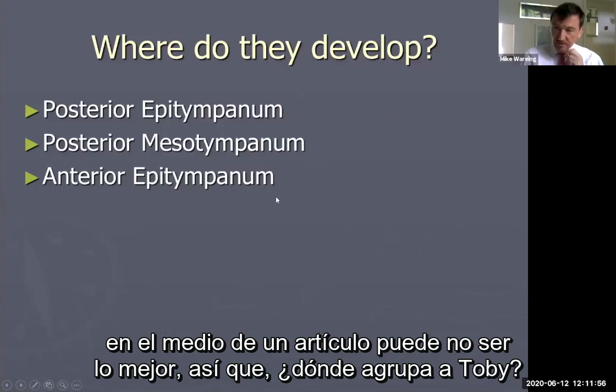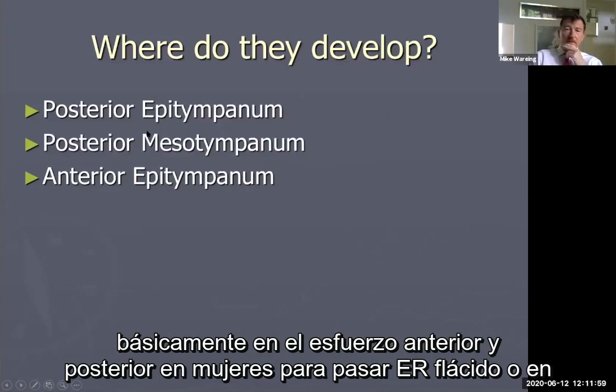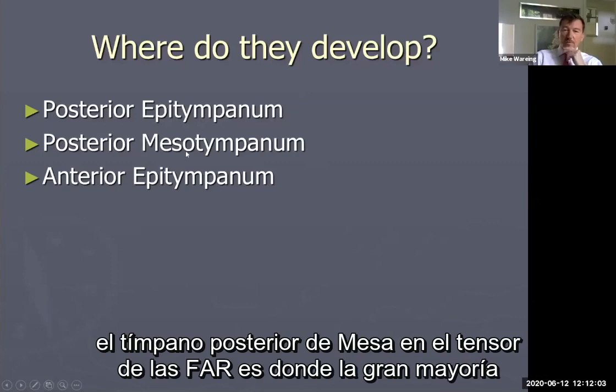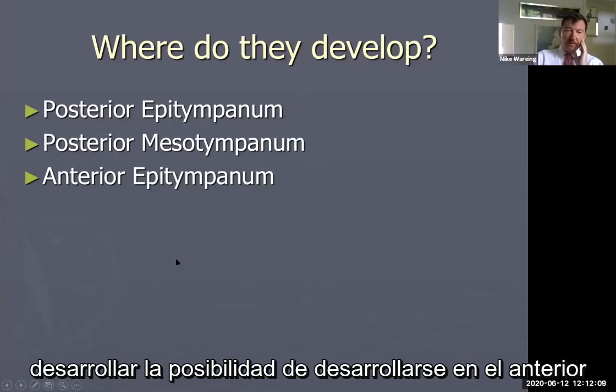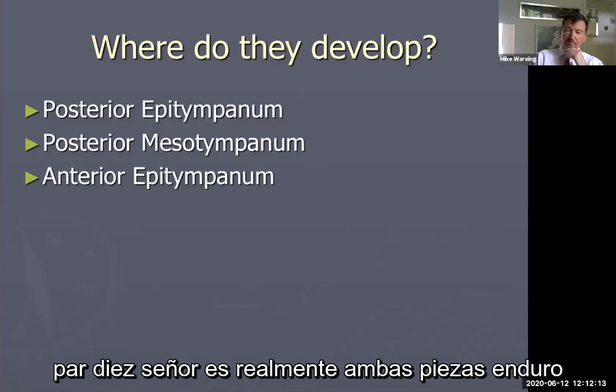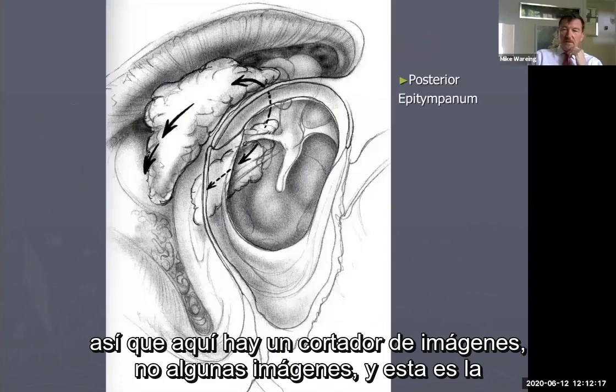So where does cholesteatoma develop? I mean, basically in the anterior and posterior epitympanum, in the pars flaccida, or in the posterior mesotympanum in the pars tensa, is where the vast majority will develop. I mean, the chance of developing in the anterior pars tensa is really virtually 0. So here's some imaging, some pictures.